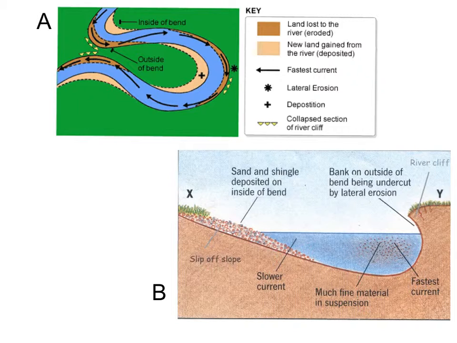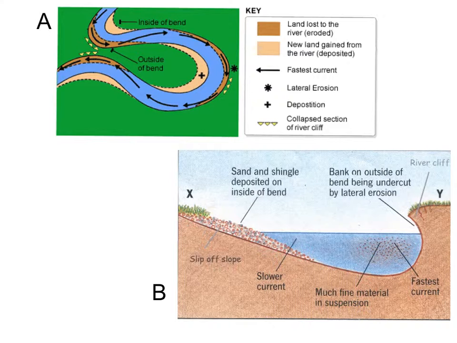Okay, let's have a look at that in slightly more detail. So you can see from the top diagram, if you have a look at the key, you can see the dark brown is the eroded area, the lighter brown where deposition's happening. They've got a black arrow for the fastest current, and you can see what they call lateral erosion, sideways erosion with the star, and the plus is deposition.